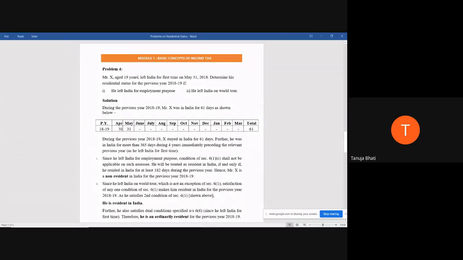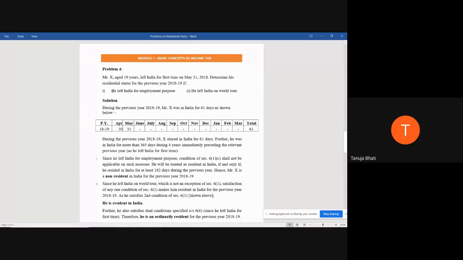Mr. X, aged 19 years, left India for the first time on May 31st, 2018. Determine his residential status for the previous year 18-19, if he left India for employment purpose. And one more part is if he left India on a world tour. So they've given two situations. What if he left India for employment purpose? What will be his residential status? And if he left India on a world tour, what will be his residential status?